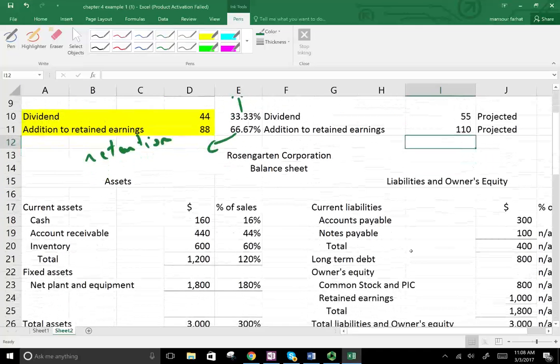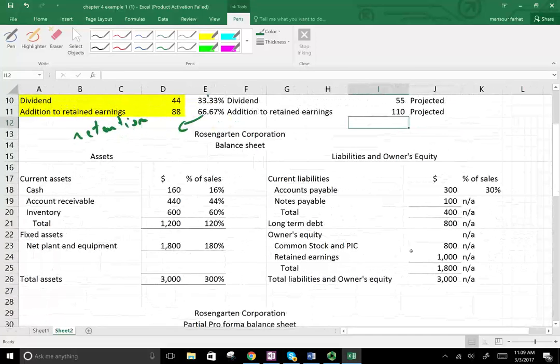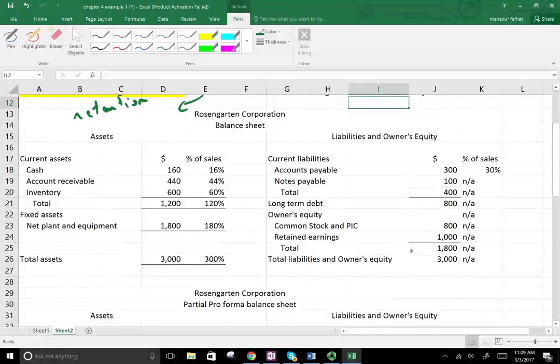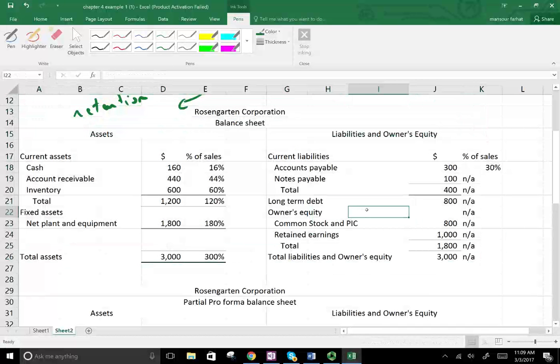So let's go down to the balance sheet. And here's the balance sheet for this company. Here's what we're going to assume. We're going to make certain assumptions. We're going to assume that certain accounts will vary with sales, and others do not vary with sales.